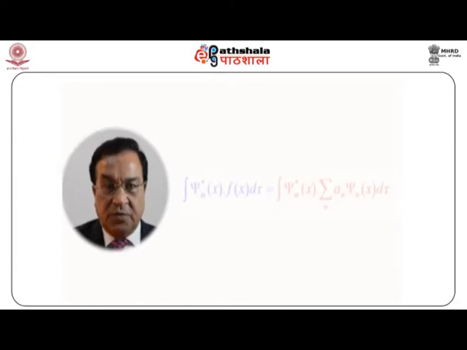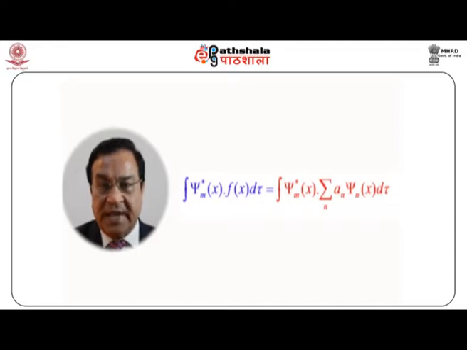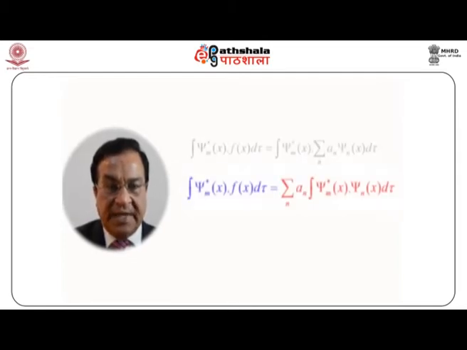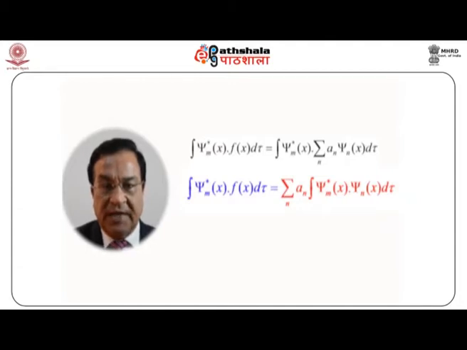multiply this equation which we just talked about on both sides by psi m star and then integrate it within the boundary conditions. As I have already told you, both f(x) and all the functions psi 0 to psi n satisfy the same boundary conditions. Therefore, we are integrating them. So, by integrating, we get this equation: integral psi m star(x) f(x) d tau is equal to integral psi m star(x) summation n a_n psi_n(x) d tau.